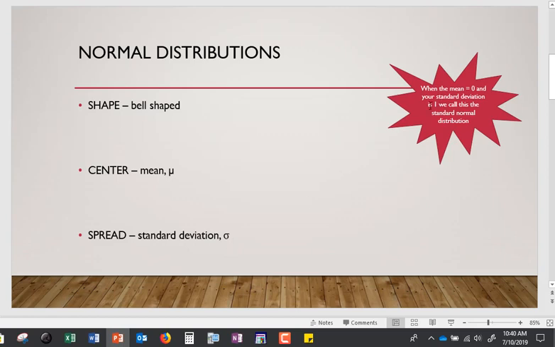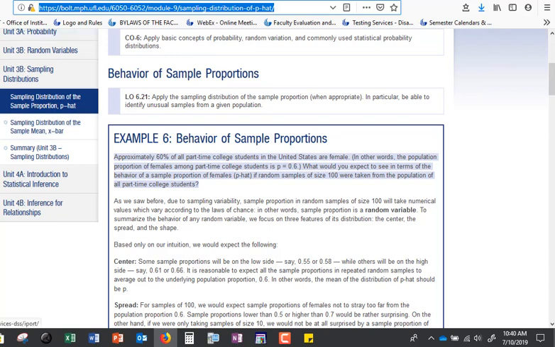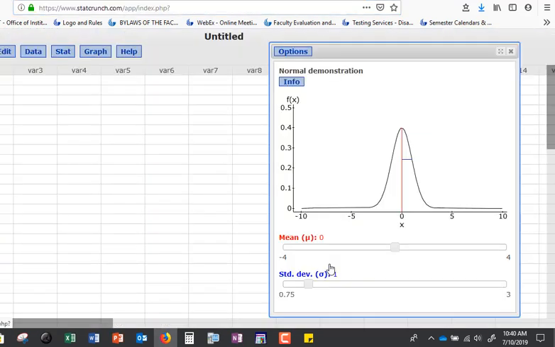When our mean is equal to 0 and our standard deviation is 1, we call this our standard normal distribution. So let's see how your mean and your standard deviation affect what your graph is going to look like. Here we have a standard normal distribution because our mean is 0 and our standard deviation is 1. Your mean is the center of the graph. So if we change the value of the mean, this changes where the middle of your graph will be. Your graph switches left and right based upon that mean.